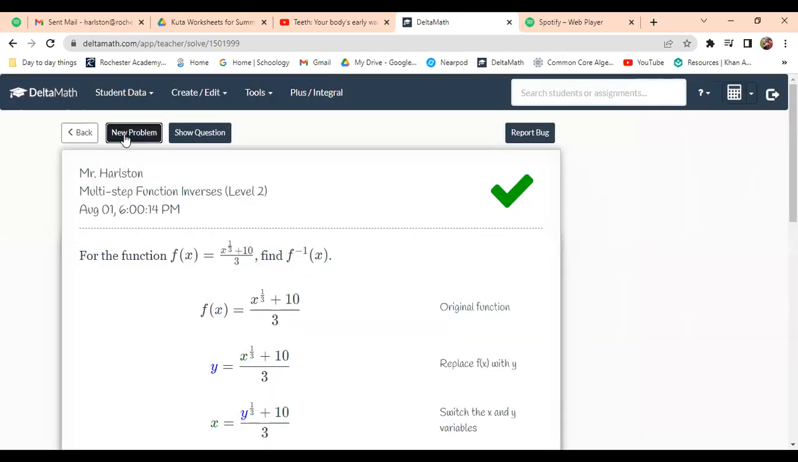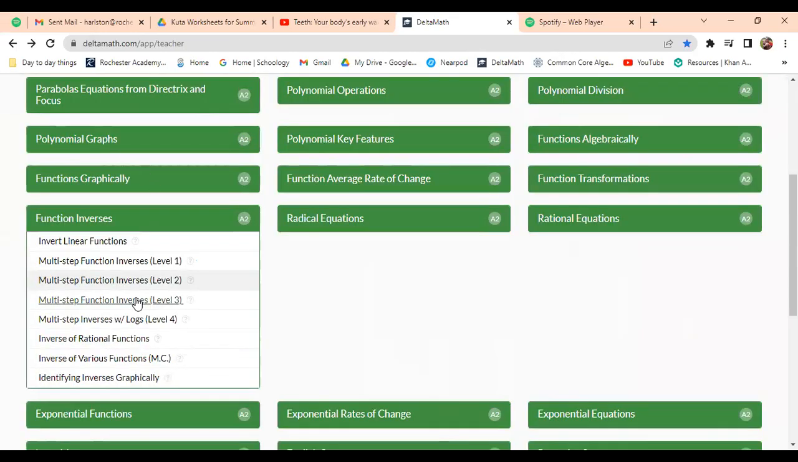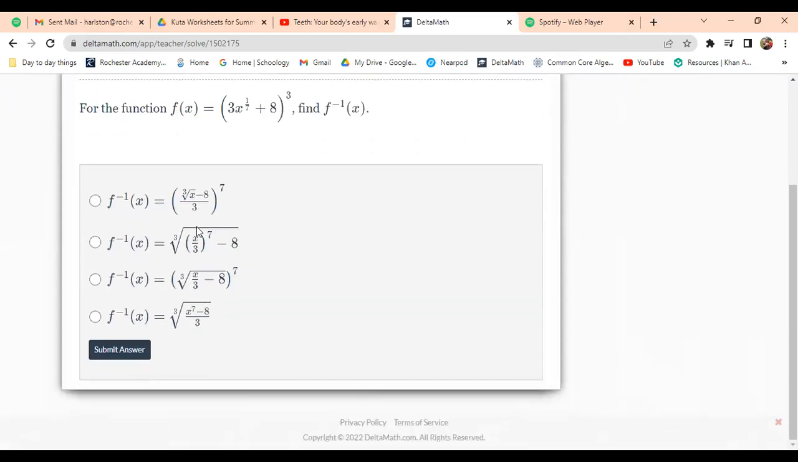It says wonderful. Okay, let's go to the next level, level 3. Let's do a couple from level 3. Okay, so it says we got the function f of x is equal to 3x to the 1/7 power plus 8 raised to the 3rd power. And they want us to find the inverse function. All right, let's go. So let me share my iPad.